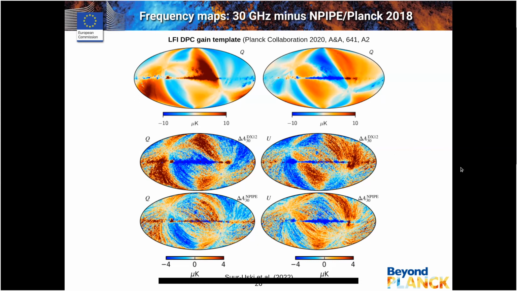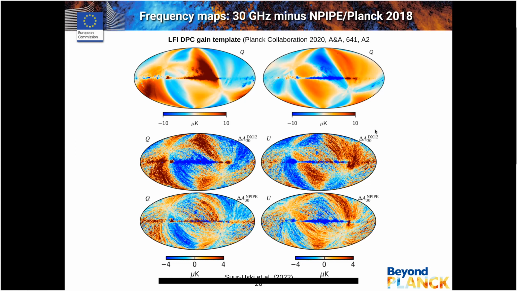At the top here, this is the LFI DPC gain template that we saw earlier. These are the poorly measured modes that LFI knew that they wouldn't do a very good job of measuring. And this is ours at 30 gigahertz in Q and U. This is us minus DX12, so the 2018 data release, and the same thing here for NPipe. You can see that clearly these difference maps trace these poorly measured modes pretty well, and that to us implies that we have managed to correct these modes through the addition of WMAP. Which was our original goal, to stabilize these modes using other large-scale estimates of CMB polarization.